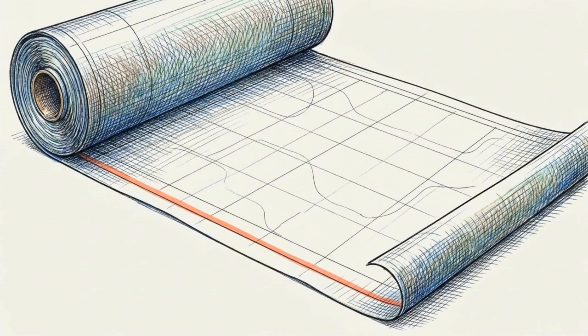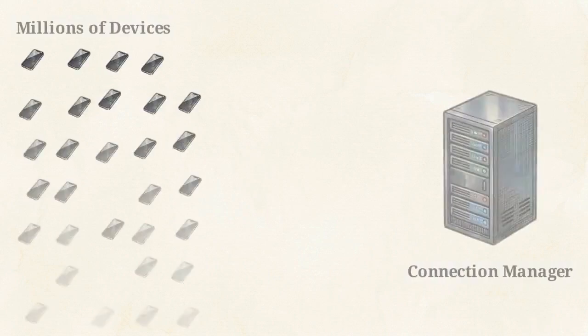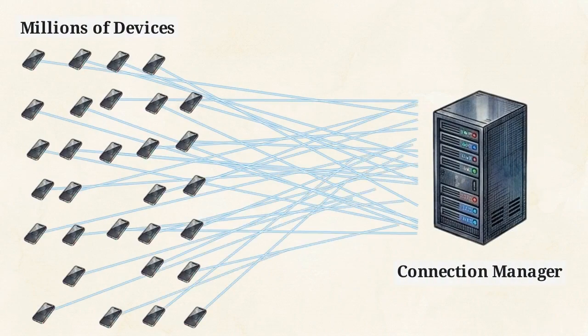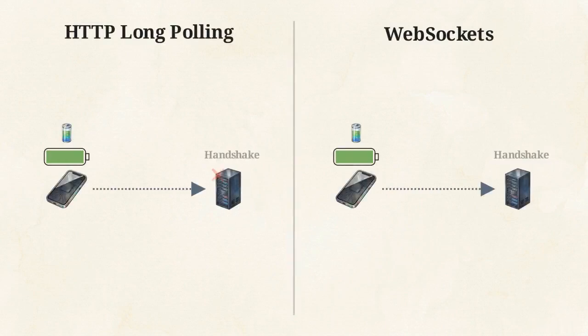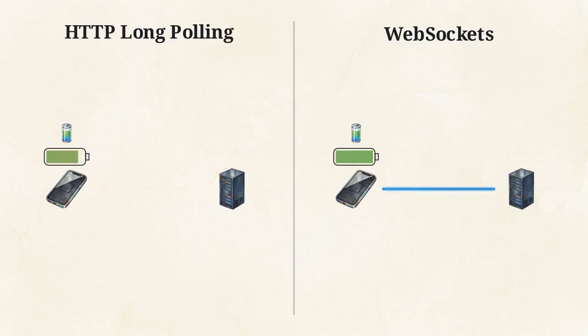We need a way to keep a continuous pipeline open between millions of mobile phones and our backend servers, so messages arrive instantly. Older applications relied on HTTP long polling, where the client repeatedly asks the server if a new message has arrived. This approach forces repeated handshakes, flooding the network with overhead and quickly draining mobile batteries.